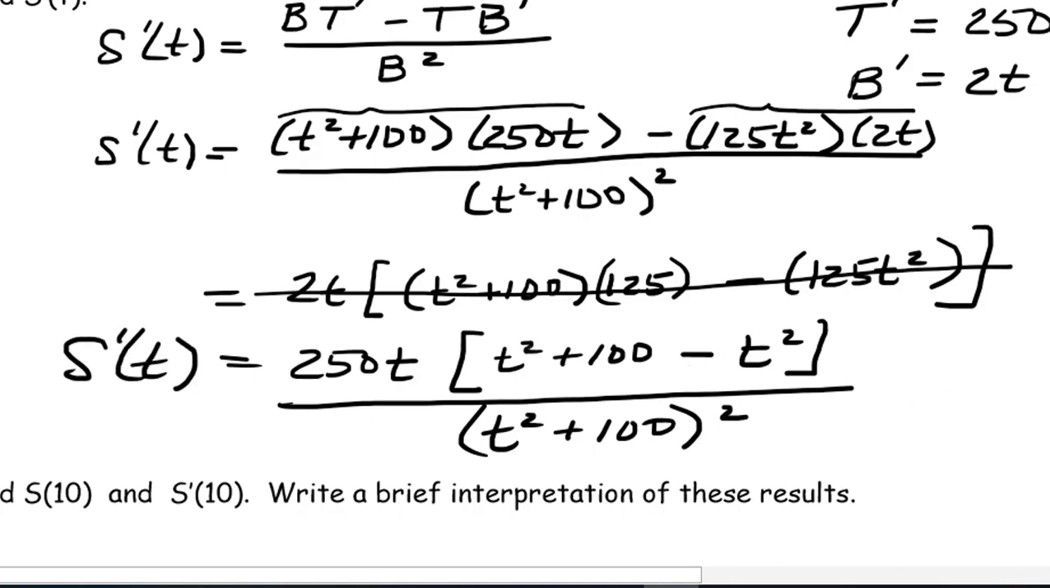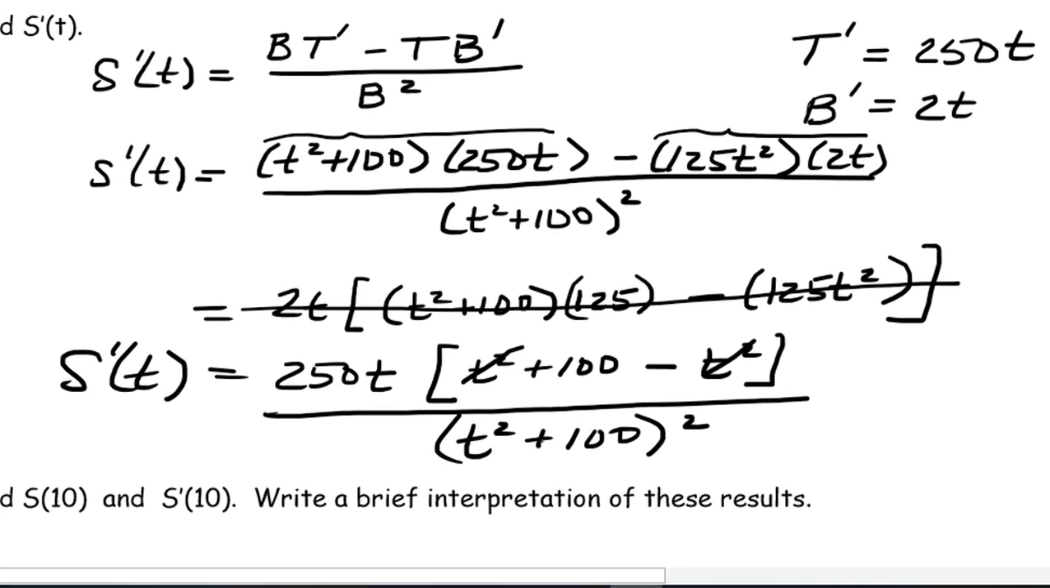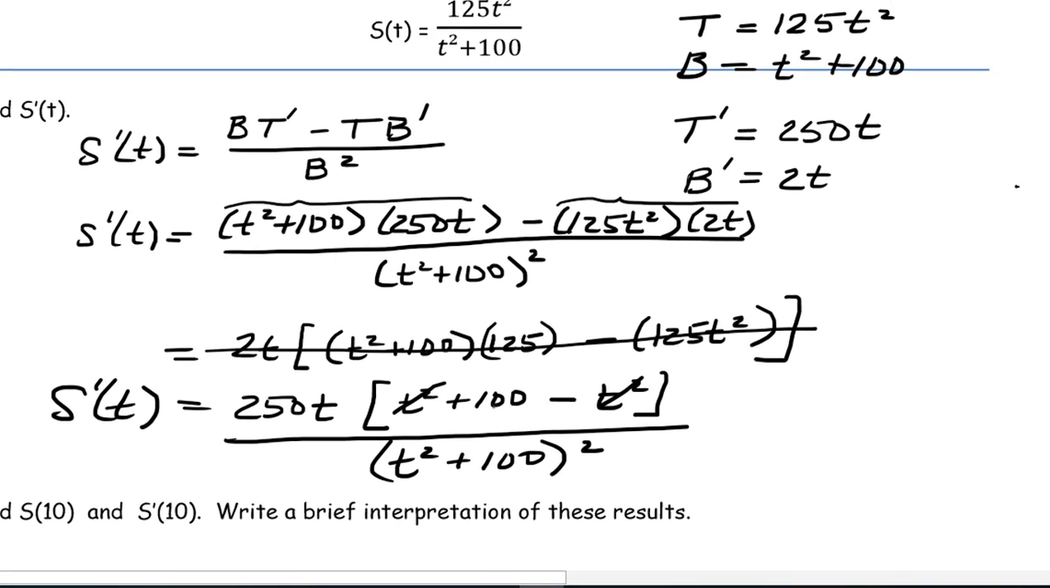And now I'm going to simplify. I have t squared minus t squared. That's going to cancel. So that's going to leave us with 100. 100 times 250 is 25,000 t over (t squared plus 100) squared. So this is the derivative of the sales function.